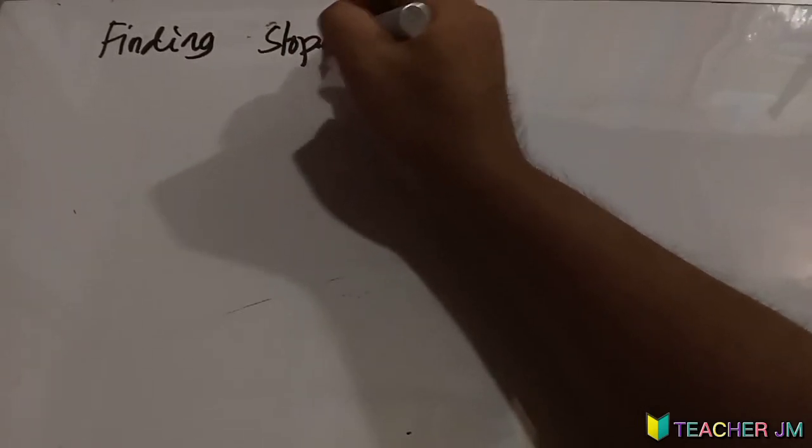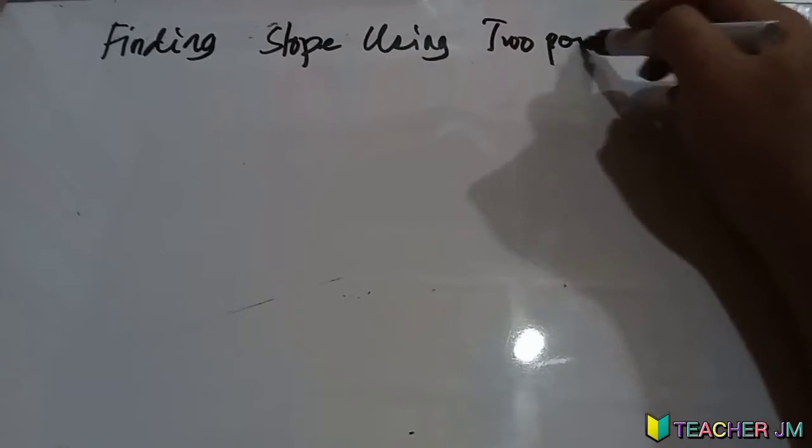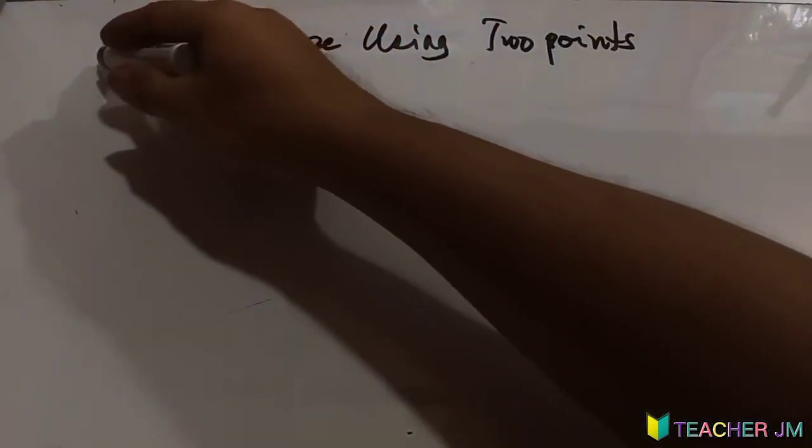Before natin ma-identify kung ito ba ay mga positive slope, negative slope, zero slope, or undefined slope, meron tayong tinatawag na finding slope using 2 points. Alright. So, ano nga ba ito?